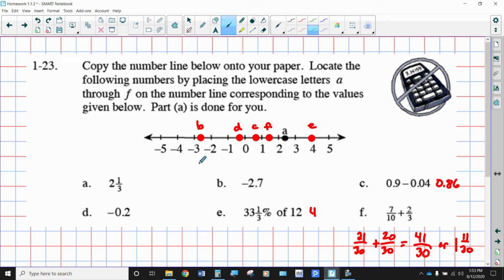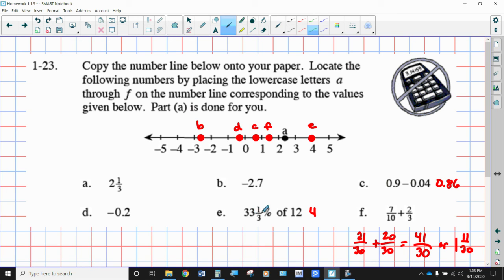All right, and now the last problem, being able to plot these points. These are all rational numbers or rational number expressions where you can find the value of each one of them, and each one of them has a home on the number line. Starting with A, it was provided 2 1/3 is approximately here. Negative 2.7 is between -2 and -3, but closer to -3, so this would be B. 9/10 minus 4/100 is 86/100, so C is going to go between 0 and 1, but closer to 1. D is going to be between 0 and -1, but closer to 0.